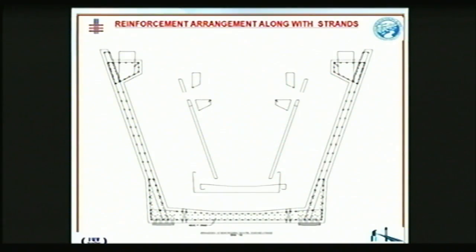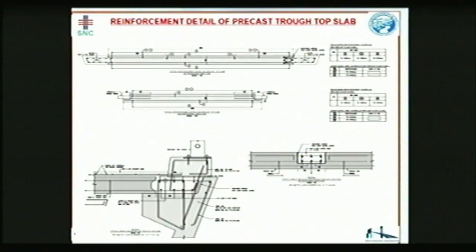This is the reinforcement details. Need not bother too much about it. It goes well with the design issues. And this is what you can see here. And this particular thing, what you see in the lower portion, the bulb which is coming from the vertical web, and the top portion is a precast.